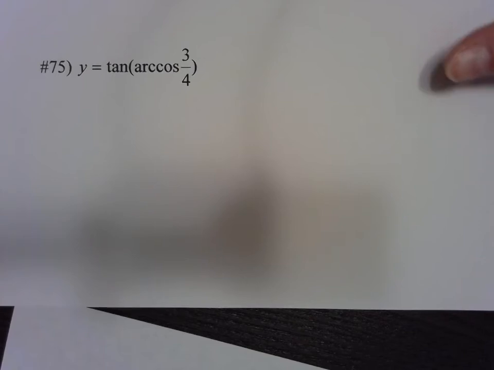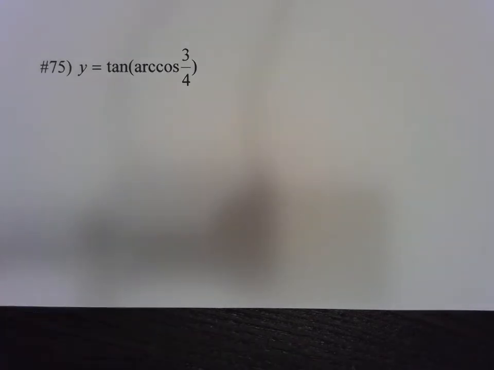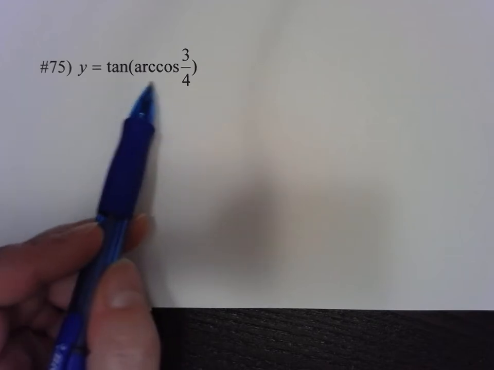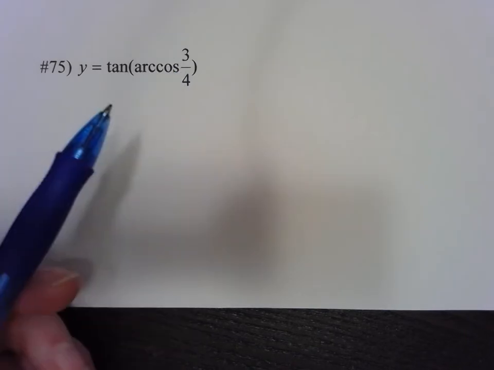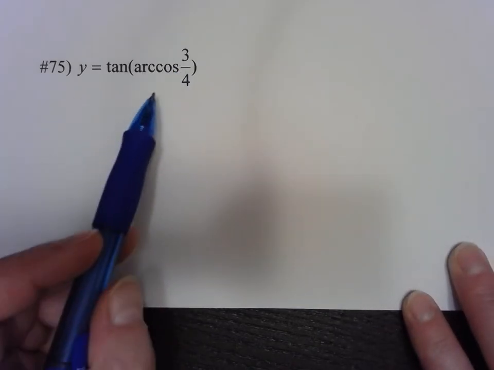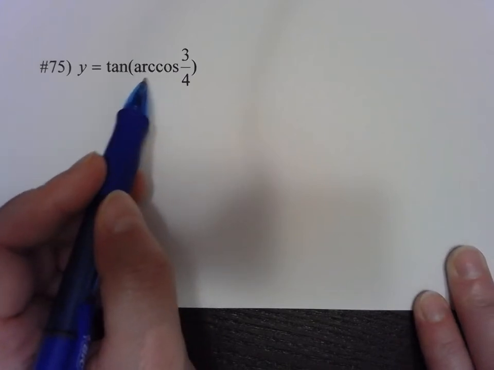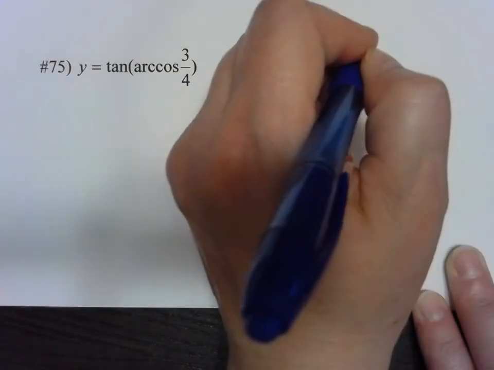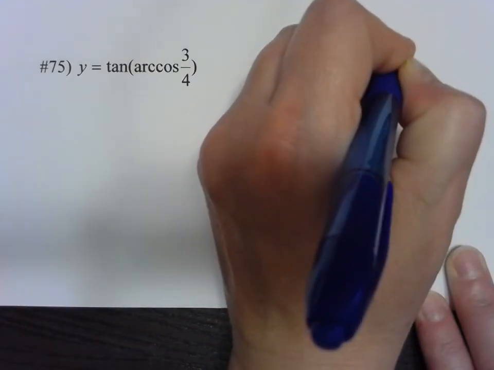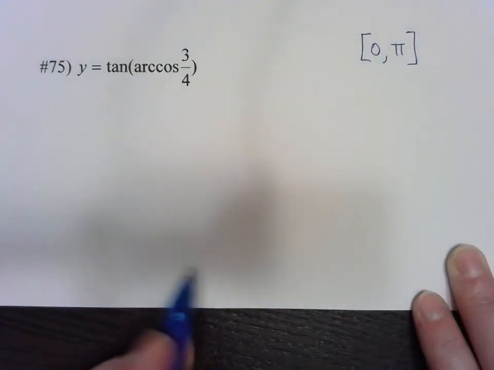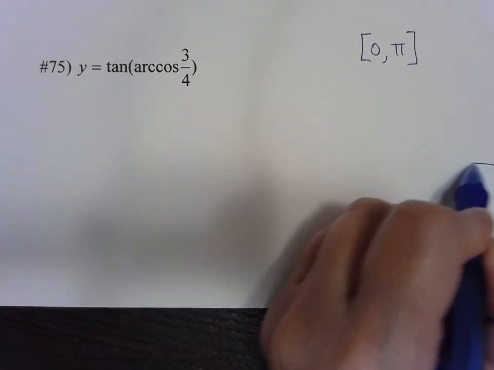Okay, here's another one. This time we have two trig functions together. So anytime we have that, we want to kind of work from the inside out. So I have the arc cosine of 3 over 4. So it may be good to draw a picture of this, right? And again, we're dealing with cosine, same as cosine inverse if you prefer that. So we're working between 0 and pi. So let's draw a picture of that.